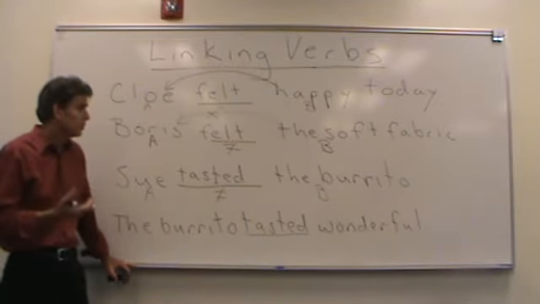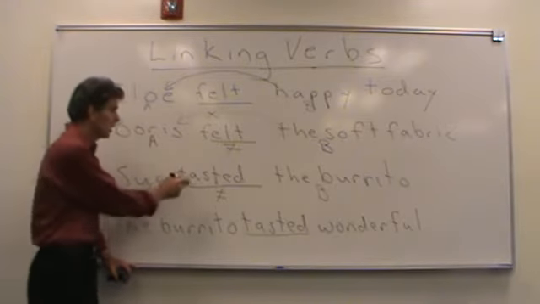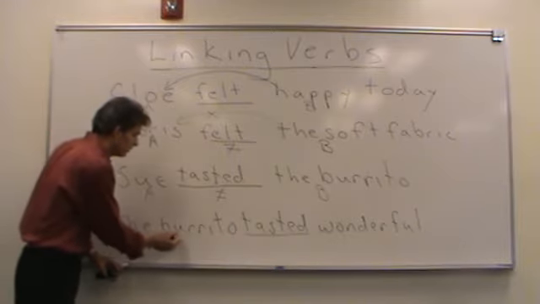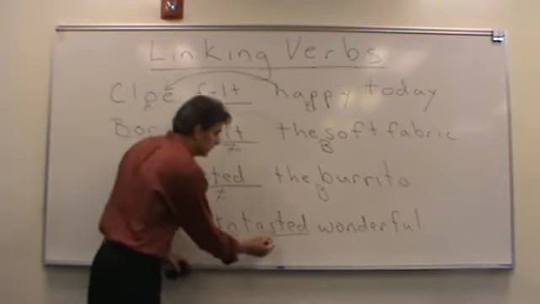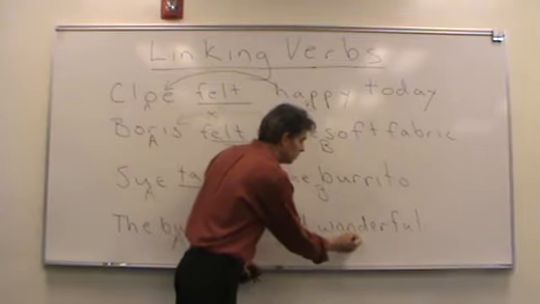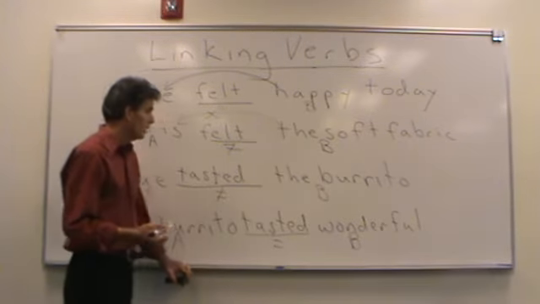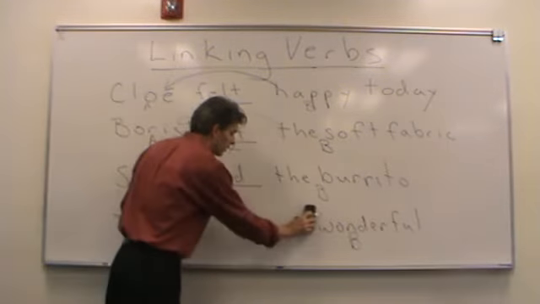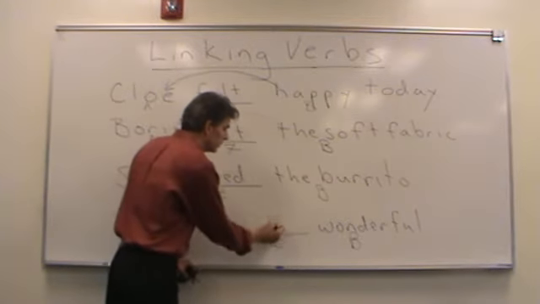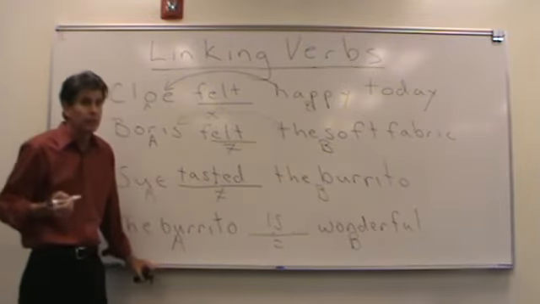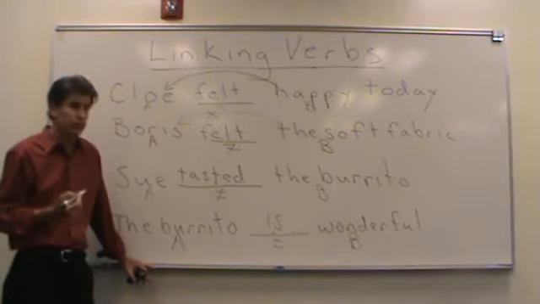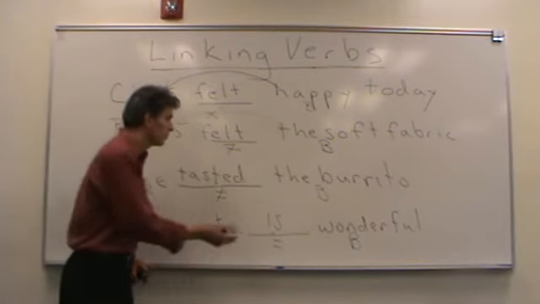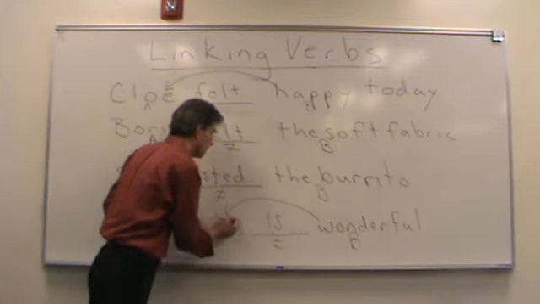The burrito tasted wonderful. Same exact verb. Let's try the A equals B on it. A, the burrito, equals B, wonderful. And is wonderful describing the burrito? If we take out tasted, the burrito is wonderful. That means basically the same thing. The burrito is wonderful. The burrito tasted wonderful. It makes sense. In fact, wonderful is most certainly describing that burrito.